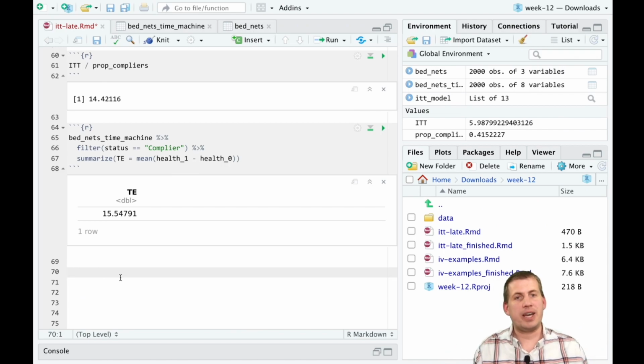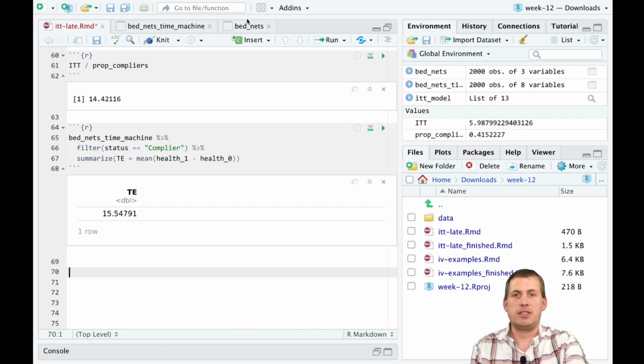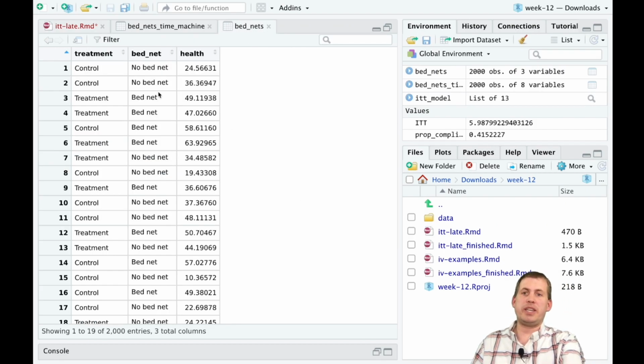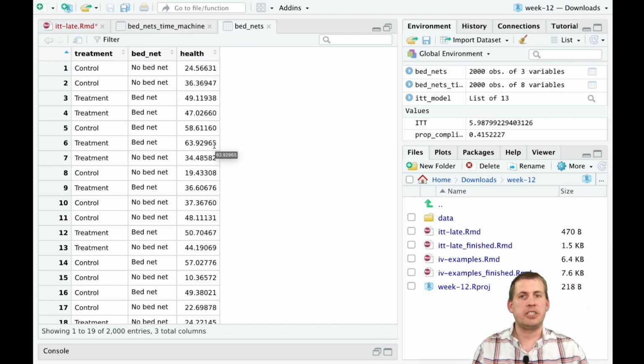The nice thing about that is it actually meets all of the requirements of a good instrument. It is relevant. If we look at our data set here, being assigned to treatment has an effect on health. We saw that already with the intent to treat effect. People who were assigned to treatment had 6 health points higher on average. And so that shows that there's a relevant relationship between assignment to treatment and health.